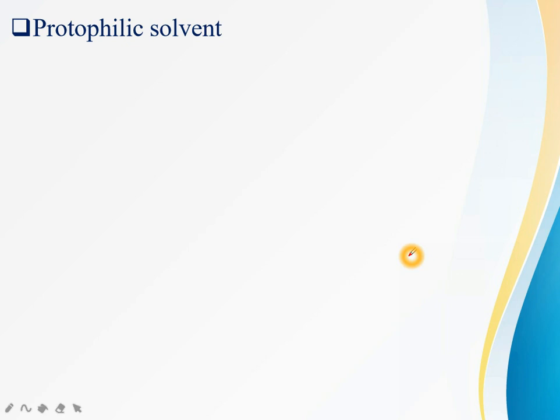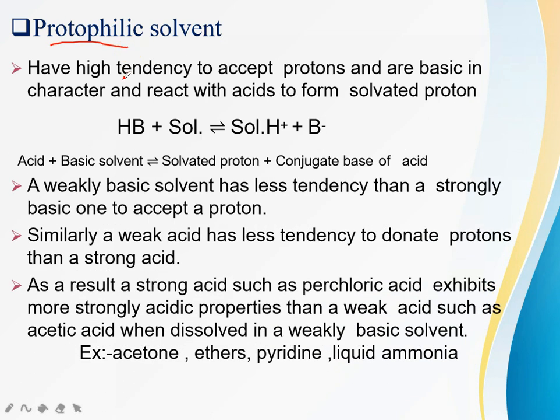Next is the protophilic solvent. Protophilic means they are proton loving. They have a higher tendency to accept a proton and a basic character. They will react with the acid to form a solvated proton. So this is a basic solvent that will react with an acid to form a solvated proton and a conjugate base of the acid. A weakly basic solvent has less tendency than a strongly basic one to accept a proton, while a weak acid has less tendency to donate a proton when compared to a strong acid.